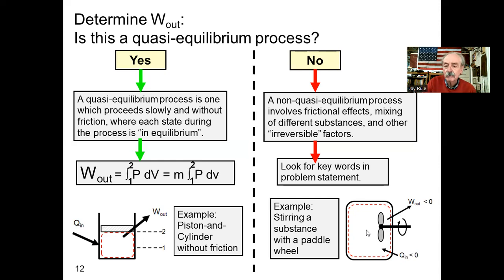You say, well, how do I get a number for that then? The answer is that for these types of problems, inevitably, you have to look for keywords in the problem statement to see if there's enough information, such as the paddle wheel operating with so much power over a certain time period. Power times time equals work. So for this example, that would be a way to determine the work. You've got to look for keywords in each specific problem statement when your process is not quasi-equilibrium.